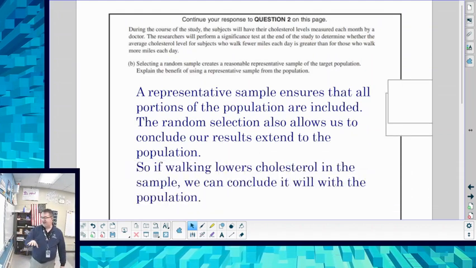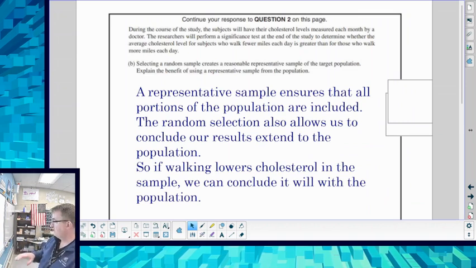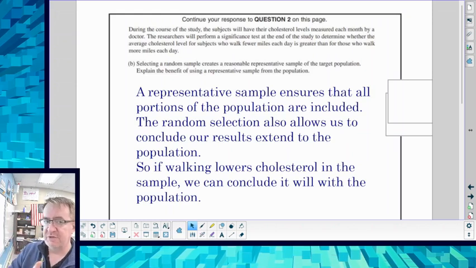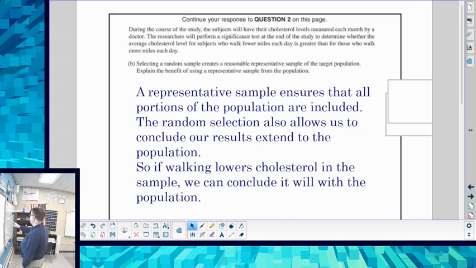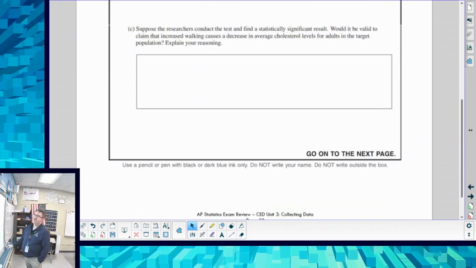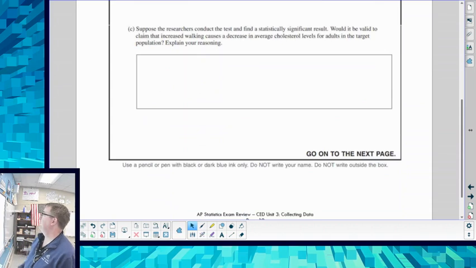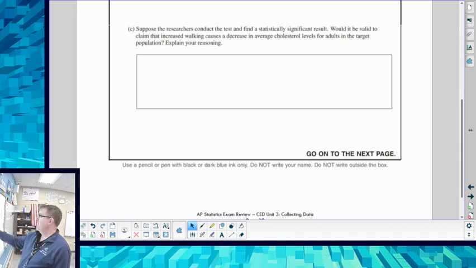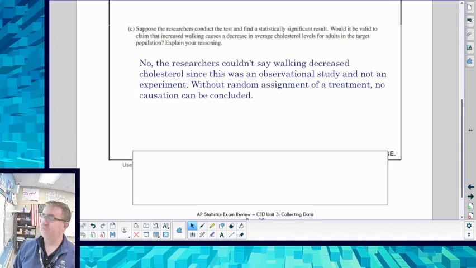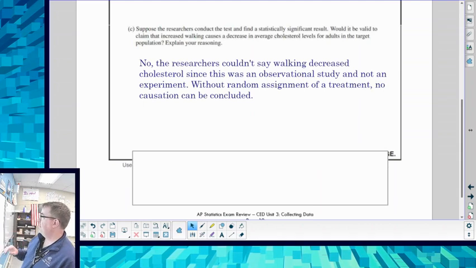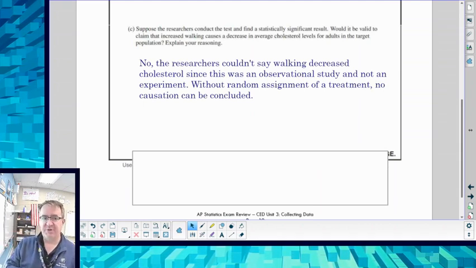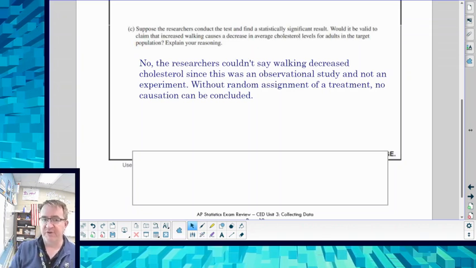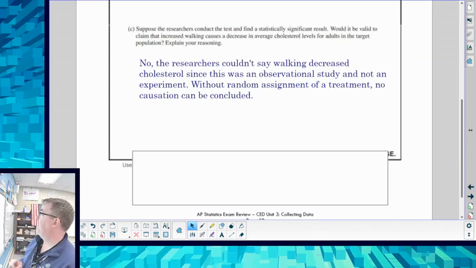So here, if we have walking and cholesterol, if walking lowers cholesterol in the sample, we can conclude that that will also be true for the population. Now, that doesn't mean it's causation, because that gets down to the next problem. Suppose researchers conduct a test and get statistically significant results. Is it valid to say that the increased walking causes a decrease in average cholesterol? And the answer is no, you can't, because it was an observational study, not an experiment. You didn't tell the different groups what to do. So you can say there's a relationship, but you can't say there's causation there. And that's the difference up here.